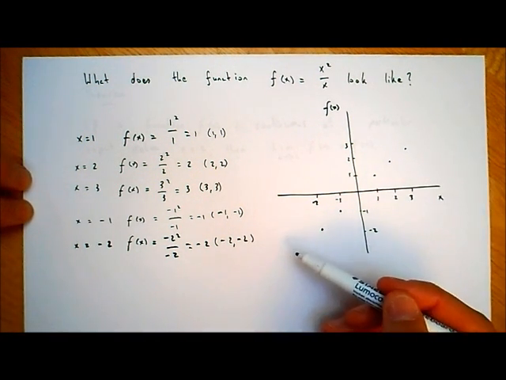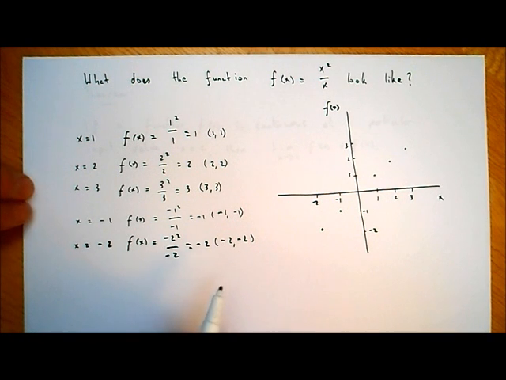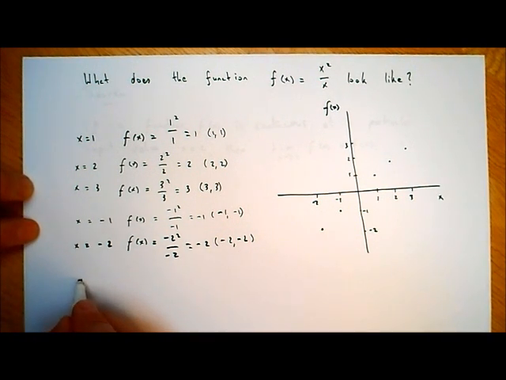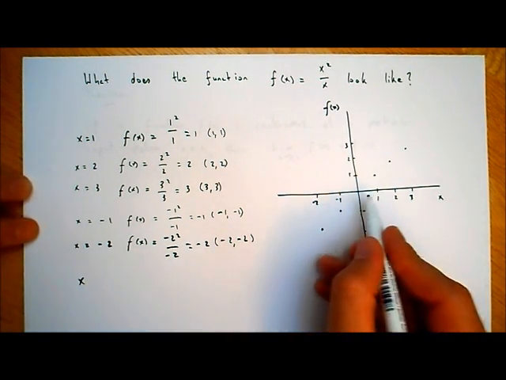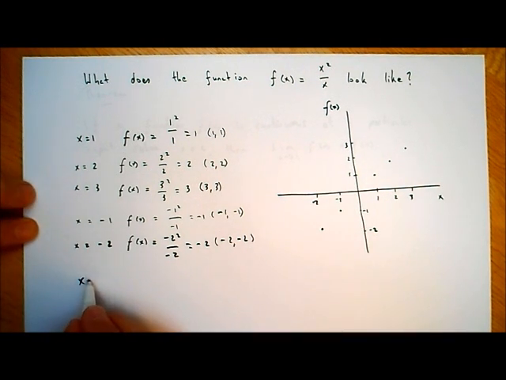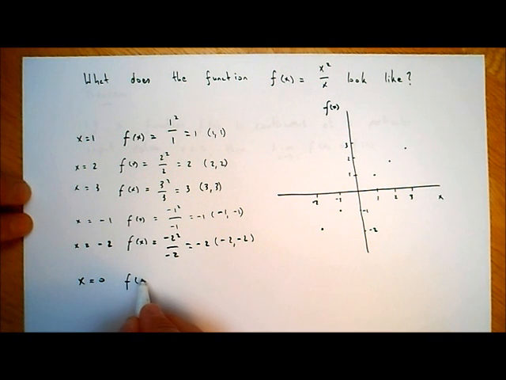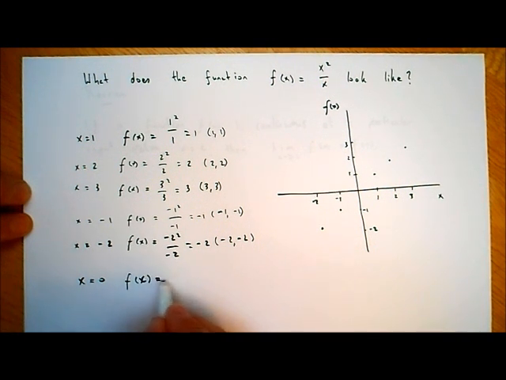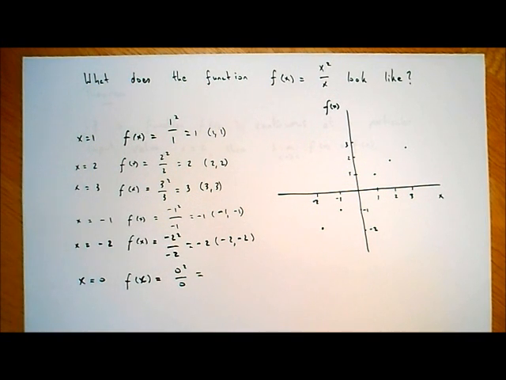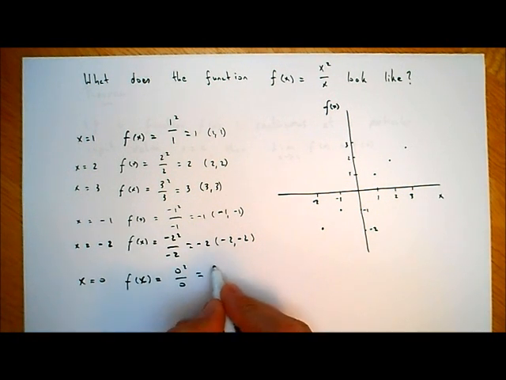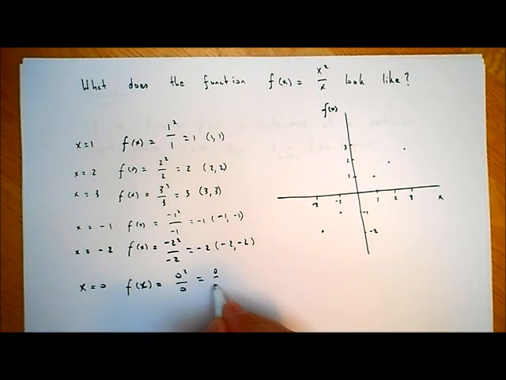It's a straight line. But there's one very important point. Let's say x is equal to 0. So x is equal to 0 right here. When x is equal to 0, let's have a look at the function. f of x would equal 0 squared divided by 0, which is equal to what? Well, the top bit is fine. 0 squared is 0. But now we've got 0 divided by 0. And 0 divided by 0 makes no sense.